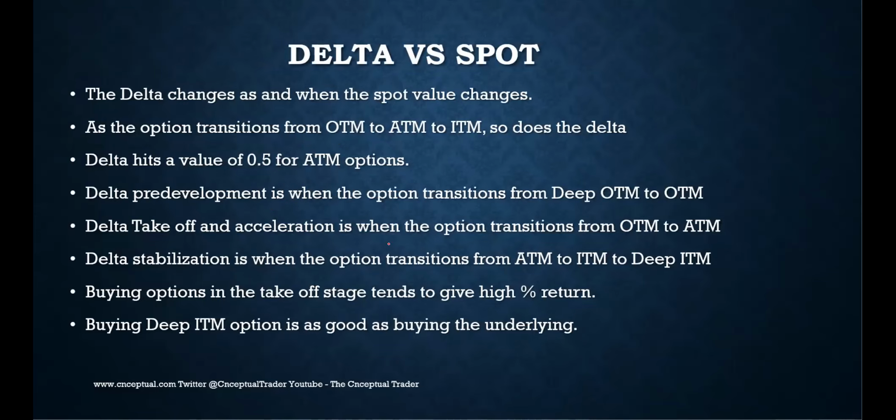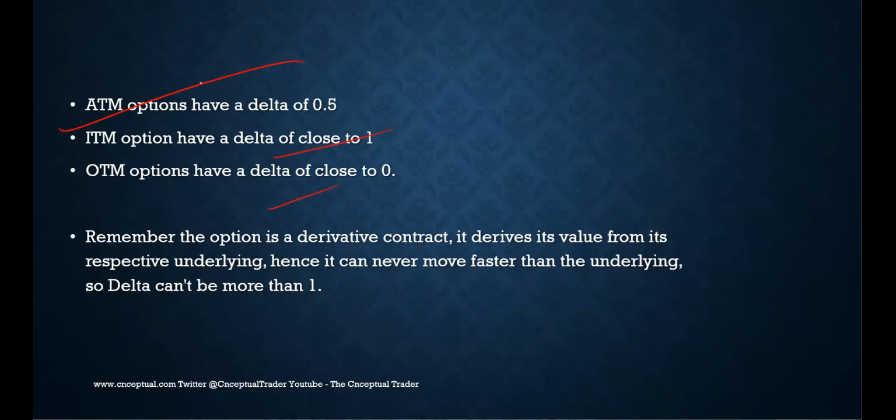Now let's discuss delta versus spot. This is a very interesting concept. I was rushing through the discussion of delta because I wanted to spend time here. Now, the delta changes as and when the spot value changes. You must have noticed this, because what we discussed in the previous slide is that ATM options have the delta of 0.5, in the money options close to 1, OTM options close to 0. So these are the three different values for all the options.